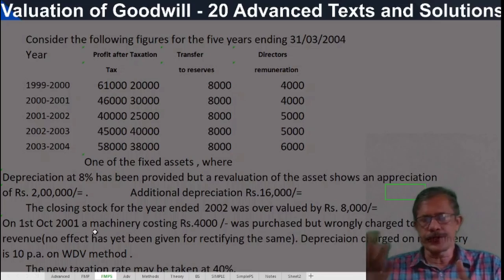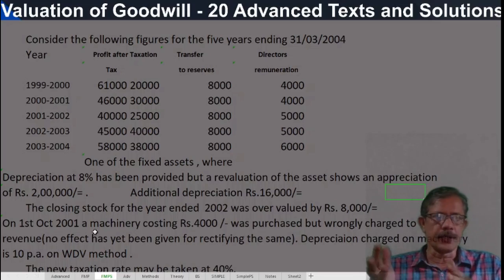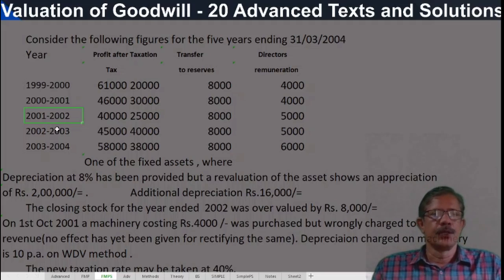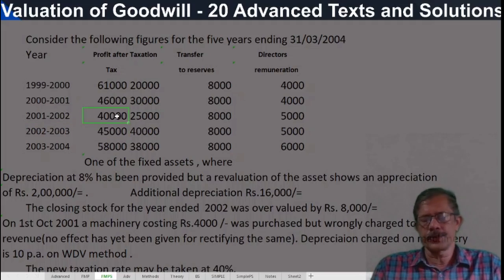So 8,000 rupees closing stock is overstated. If closing stock is overstated, what is the result? Profit is overstated. So that should be deducted from 2002 profit. If 2002 closing stock is overvalued, then 2002-3 opening stock is also overvalued. If opening stock is overvalued, what is the result? The profit is understated. The profit for the year 2002-3 is understated by 8,000 rupees. Here overstated by 8,000 rupees. Got it?